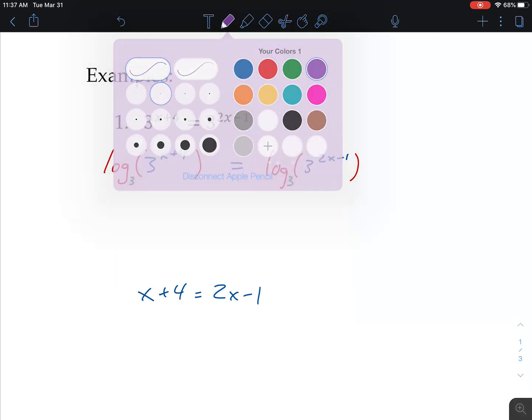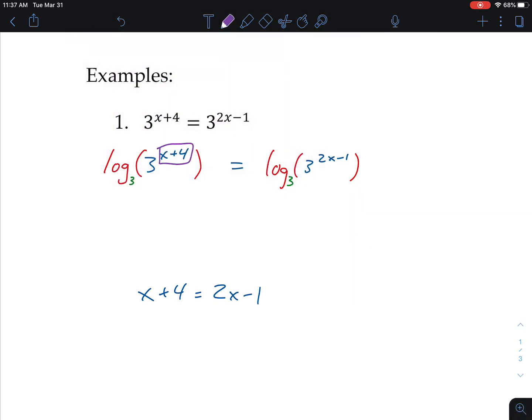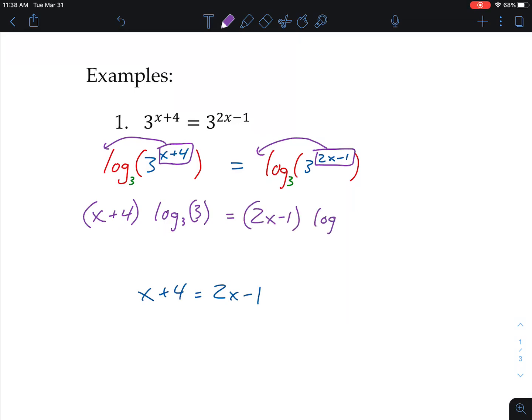So what do we do next? Well, we know our properties of exponents that we saw yesterday. You can take the power and put it out in front as a product. So this really is x plus 4 times log base 3 of 3 is equal to 2x minus 1 times log base 3 of 3. So we see the exponent comes out in front, that's the properties of logs.